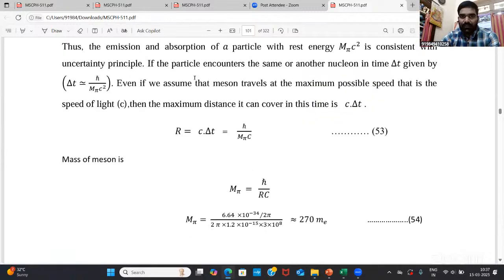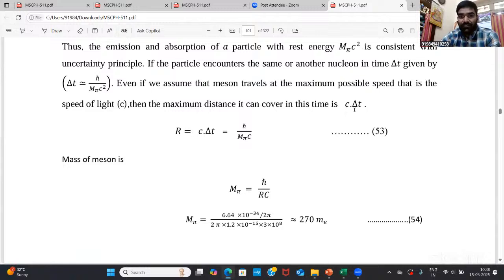The emission and absorption of a particle with rest mass m pi c square is consistent with the uncertainty principle. If the particle encounters another nucleon in time delta t, given by delta t nearly equals h cross by m pi c square, even if we assume the meson travels at the maximum possible speed, that is the speed of light, the maximum distance it can cover in this time is c dot delta t.